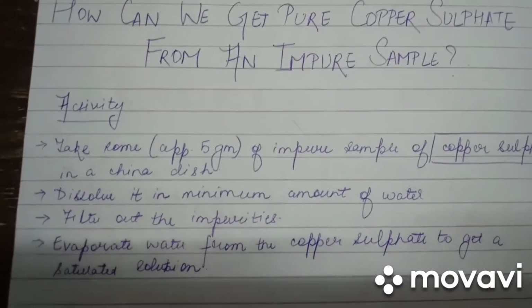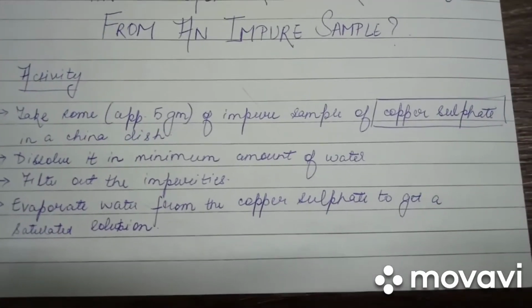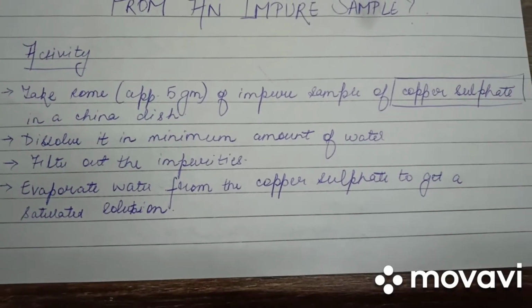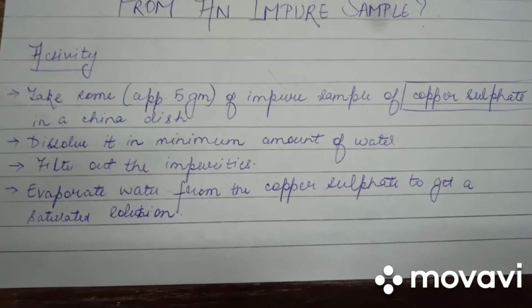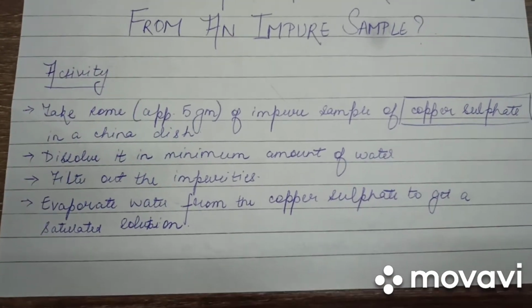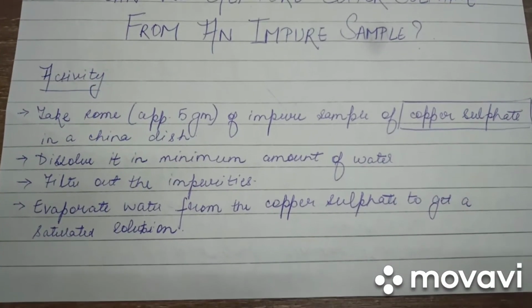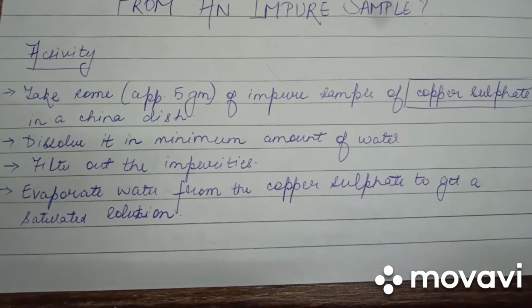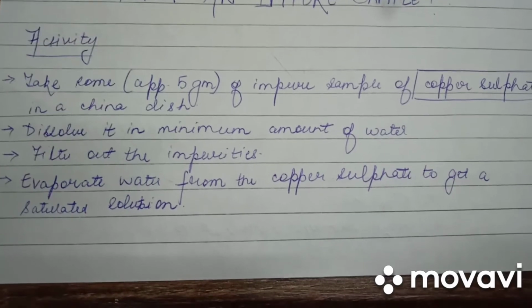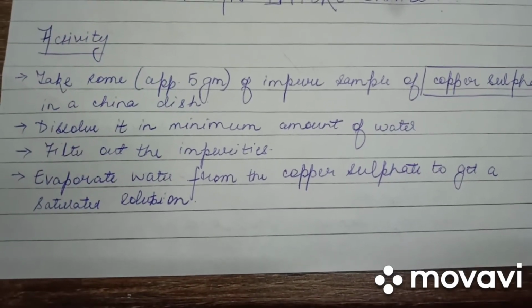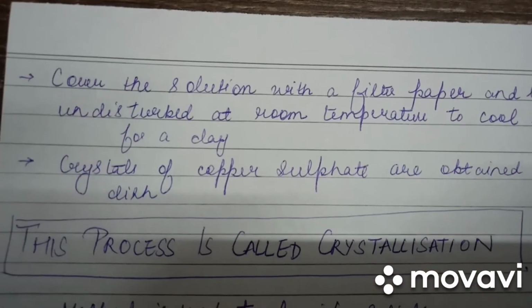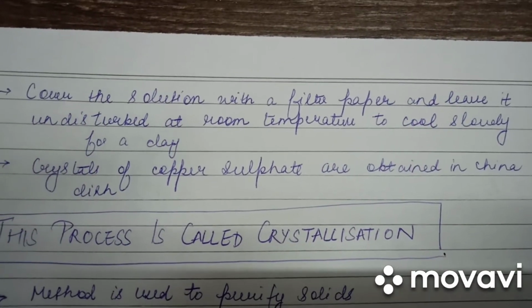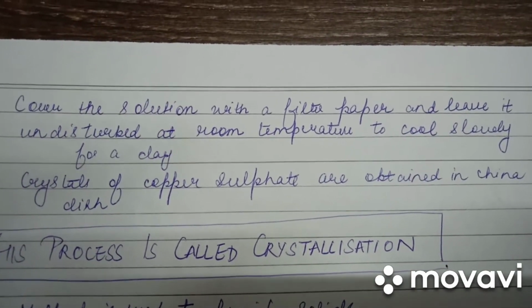Let us now discuss how can we get pure copper sulfate from an impure sample. Let us discuss this with the help of an activity. Take approximately 5 grams of impure sample of copper sulfate in a china dish. Dissolve it in minimum amount of water. Filter out the impurities. Further, evaporate water from the copper sulfate to get a saturated solution. Further, cover the solution with a filter paper and leave it undisturbed at room temperature to cool slowly for a day.